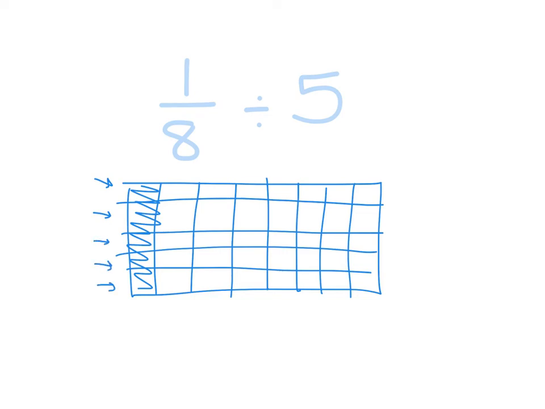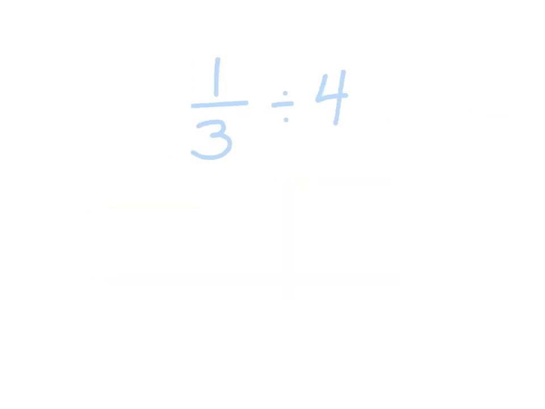So 1/8 divided into 5 equal pieces gives you that much, which is 1/40, because there's 40 squares altogether. We have 5 rows of 8, and so there's 40, and so 1/8 divided by 5 is equal to 1/40.